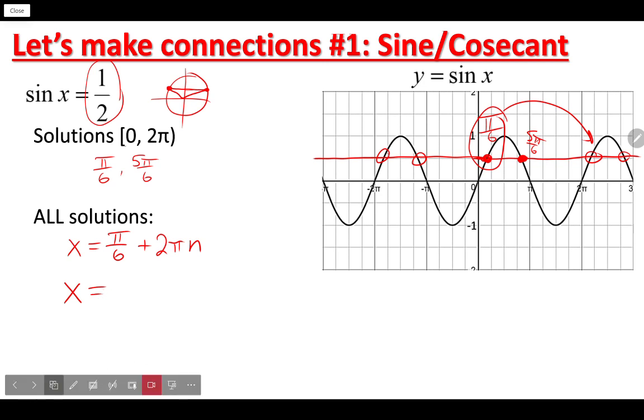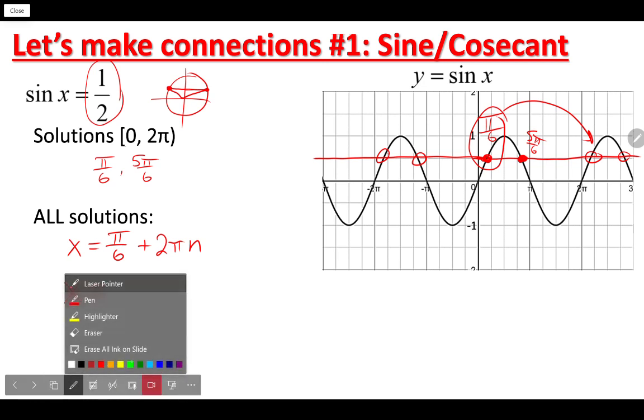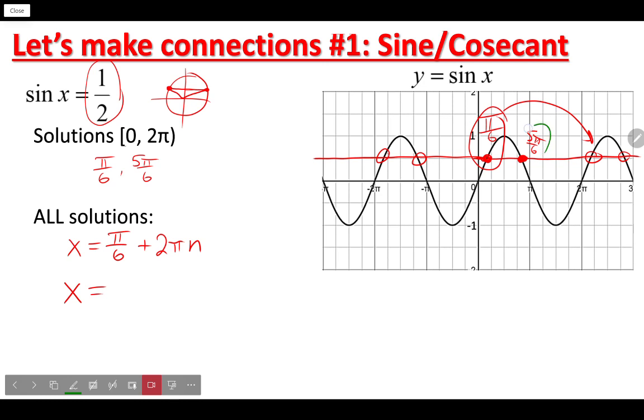Now, I did not state the other solution within 0 to 2 pi. That's 5 pi over 6. If you think about 5 pi over 6, to get to the next corresponding value is also going to be 2 pi away. So I'm going to state that as 5 pi over 6 plus, again, 2 pi n, because it's 2 pi away. And that's going to name, again, also the solution over here, because n could be a negative integer. It's hitting every, what I'm labeling as a green point here.